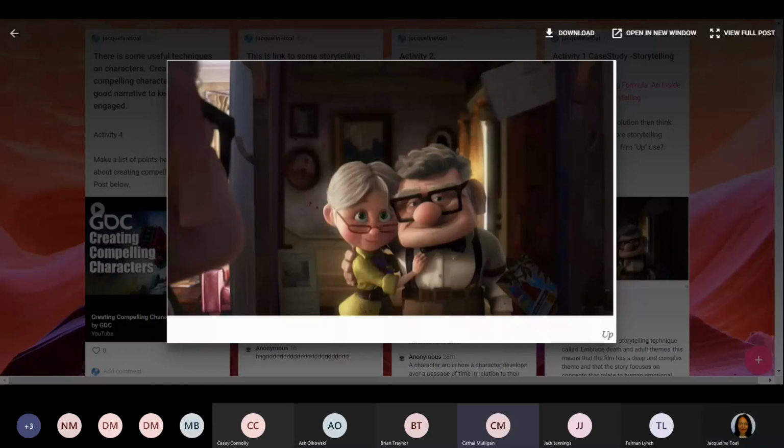I pretty much said that the main technique they use is embracing death and adult themes. This is for both adults and kids. So this teaches kids how to understand death and how to pursue everything, no matter what times they're going through. Okay. What were you going to say? No, I was just saying, okay, yeah.